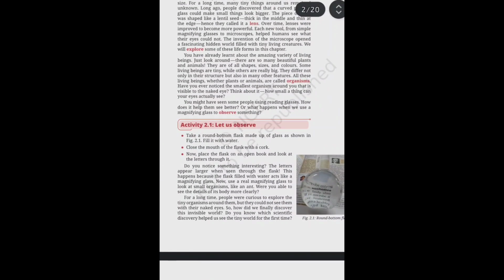So you might have seen some people using reading glasses. Your father, your mother, or grandparents may be using reading glasses. Even you yourself may be using reading glasses due to some defect of your eyes. How do they help them see better? How do reading glasses help people read better? Have you ever thought of that? Or what happens when we use a magnifying glass to observe something? In your chemistry, biology or physics laboratory, wherever you go, you will find a magnifying glass. So the next time you go to the lab, please take a magnifying glass with the permission of your teacher and observe how you are able to see things through it, and how you are able to see the world around you.